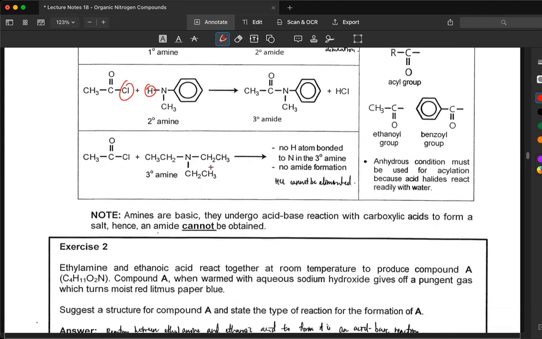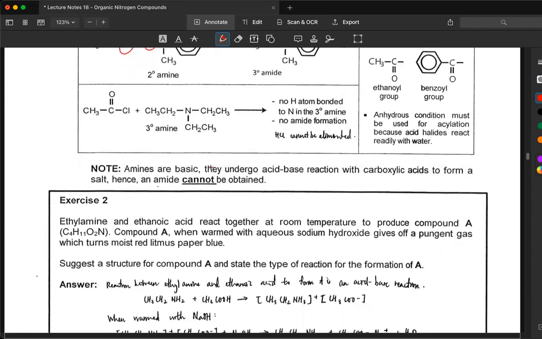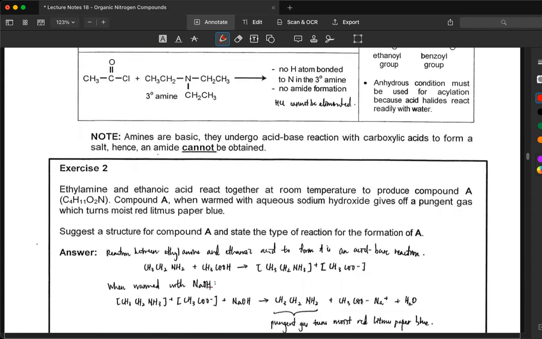Okay, so what is the structure of compound A? The reaction between ethylamine and ethanoic acid is an acid-base reaction. So this is the chemical equation. You form a salt actually.